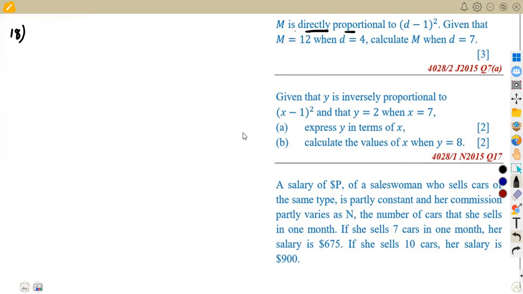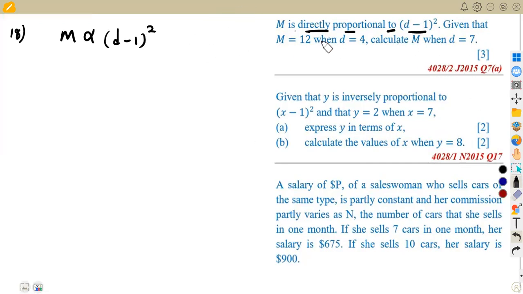They are writing directly here, which is the same condition when you are given a sign, or they can write it directly like that. So they are saying m varies directly as, or is directly proportional to, d minus 1 squared. Already you are given this as d minus 1 squared. It means the square of d minus 1, to the power of 2. The square root of d minus 1 would be the square root, but in this case, it's the square.